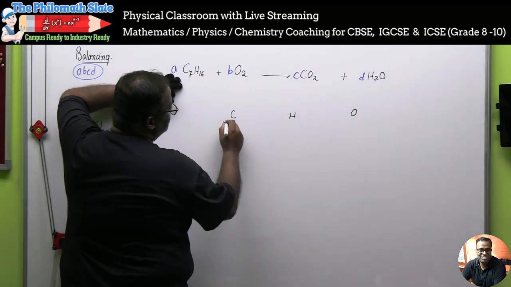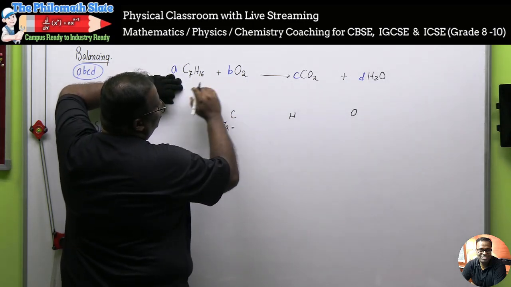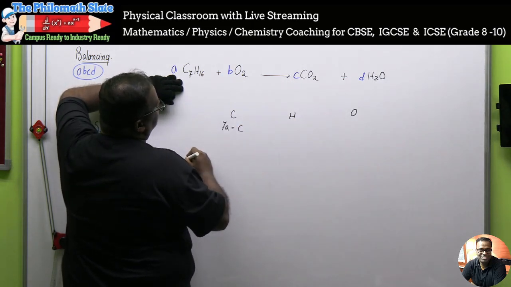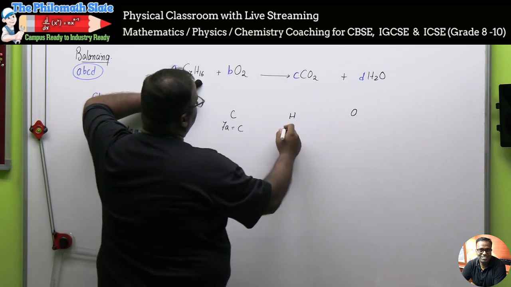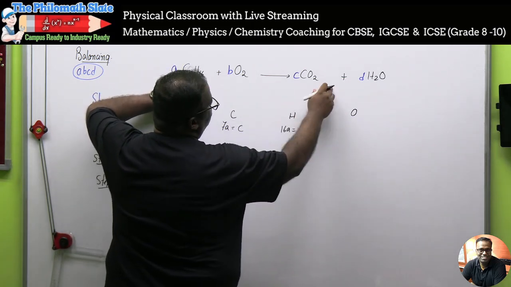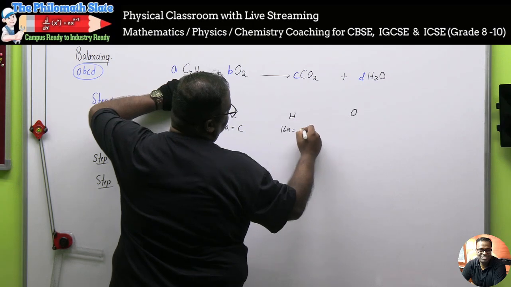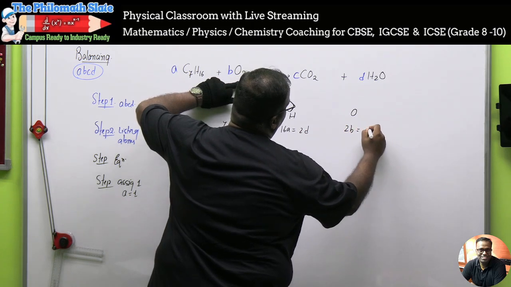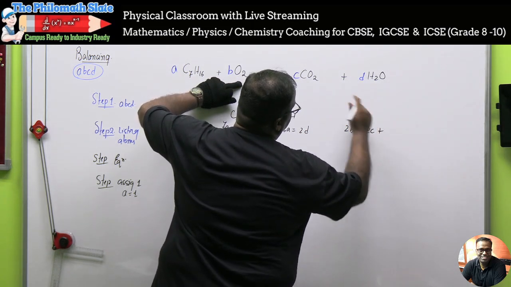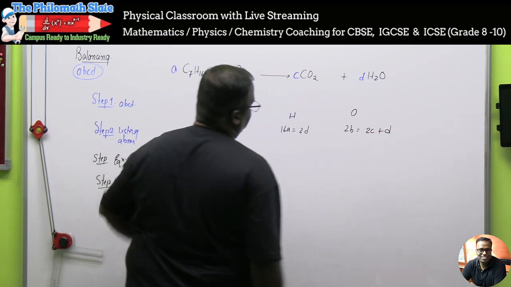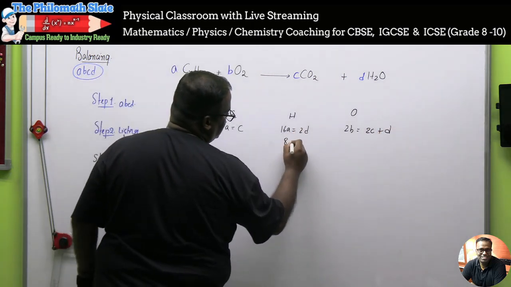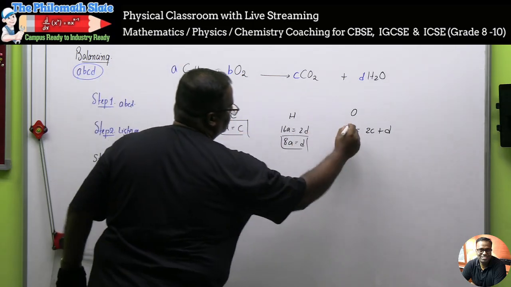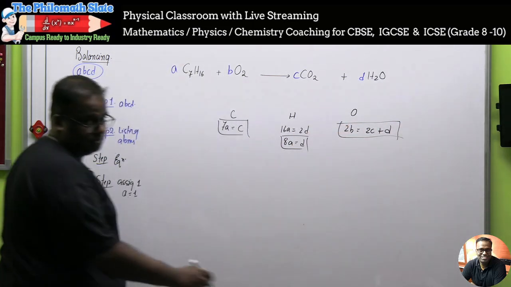How many carbons? 7A. Come on, work out with me. You can work it out. 7A should be equal to C. Right? How about hydrogen? 16A should be equal to how much? 2D. And what about oxygen? 2B should be equal to 2C plus D. This one we can make simpler. We can write 8A is equal to D. So these are our 3 equations. Agreed, everyone? Very nice.